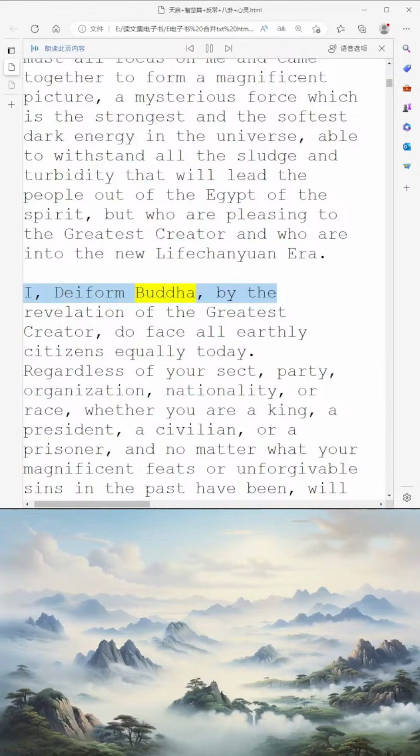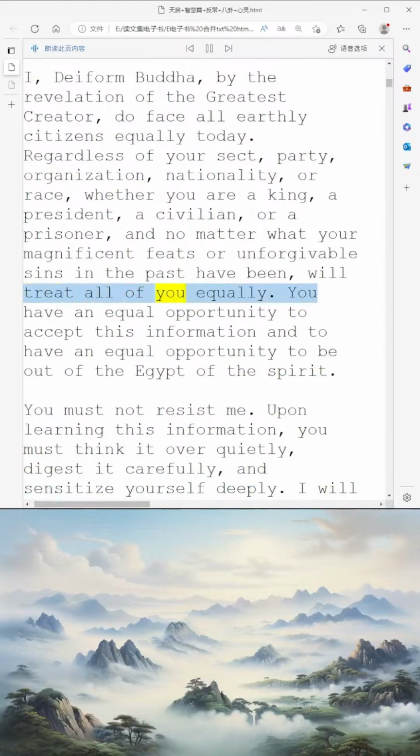I, Dayform Buddha, by the revelation of the greatest creator, do face all earthly citizens equally today, regardless of your sect, party, organization, nationality, or race, whether you are a king, a president, a civilian, or a prisoner, and no matter what your magnificent feats or unforgivable sins in the past have been, will treat all of you equally.